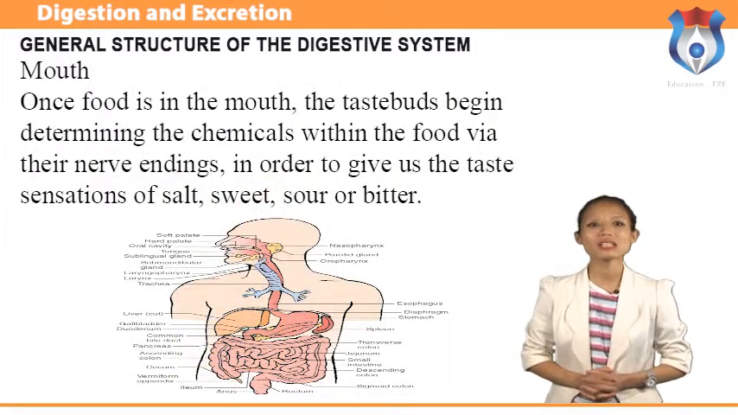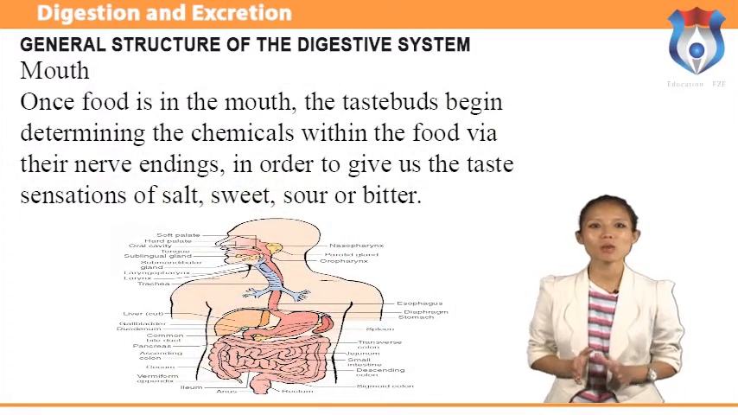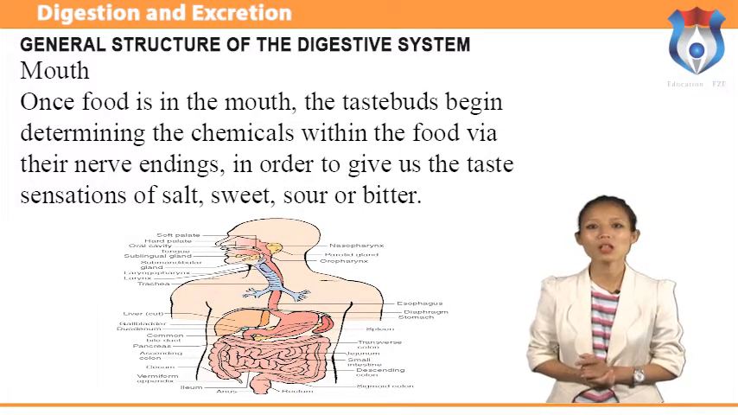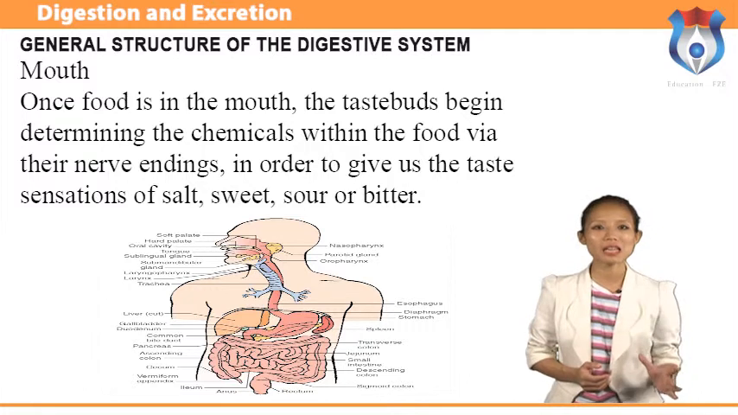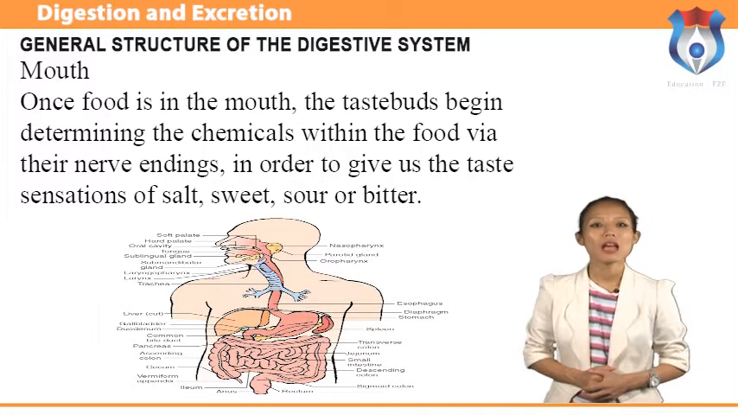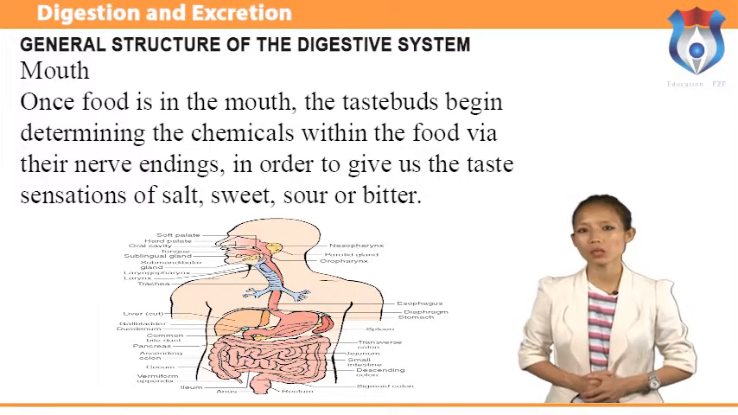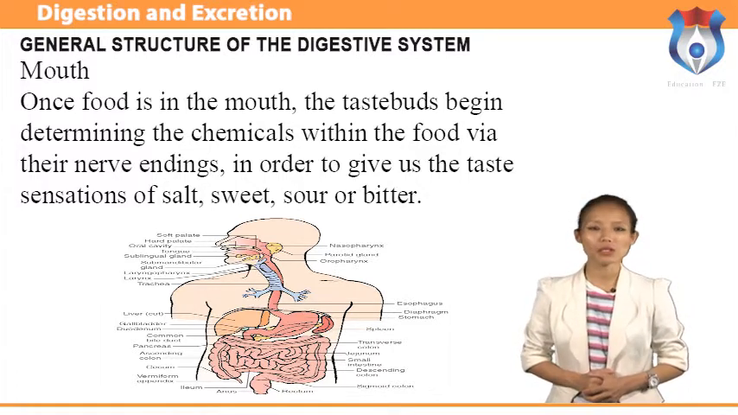Once food is inside the mouth, the taste buds begin determining the chemicals within the food via their nerve endings in order to give us the taste sensation of salt, sweet, sour or bitter. As our teeth chew and grind the food, breaking it down, it's mixed with saliva.